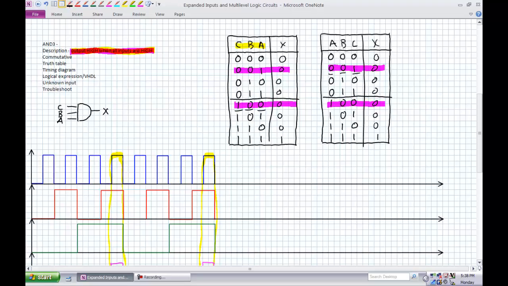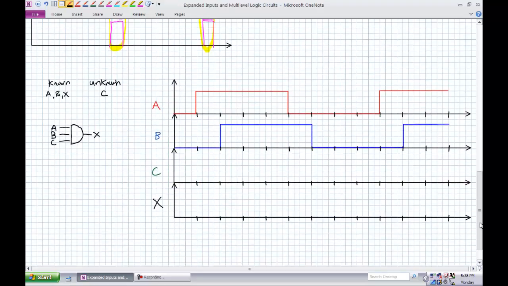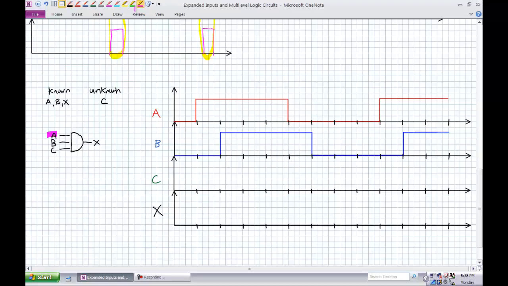Okay, let's take it up a notch here. Like I said, we're just going to expand our inputs. We're going to start doing some troubleshooting. Here I've got a known A. I know A. I know B. A and B. And I've got my output X, and I know my output X. What I'm trying to do is find C.